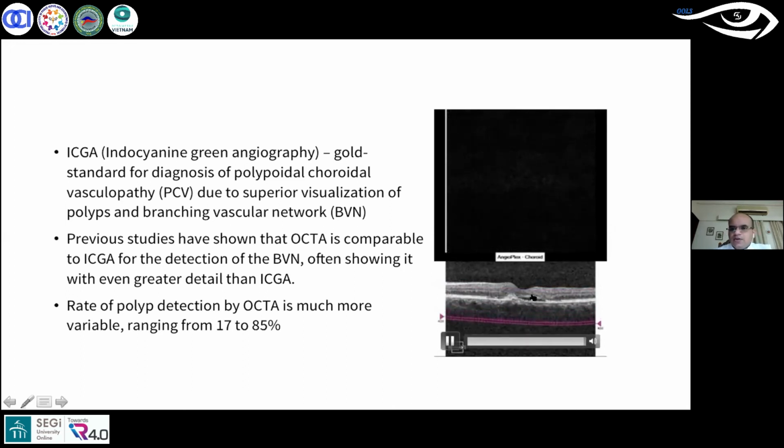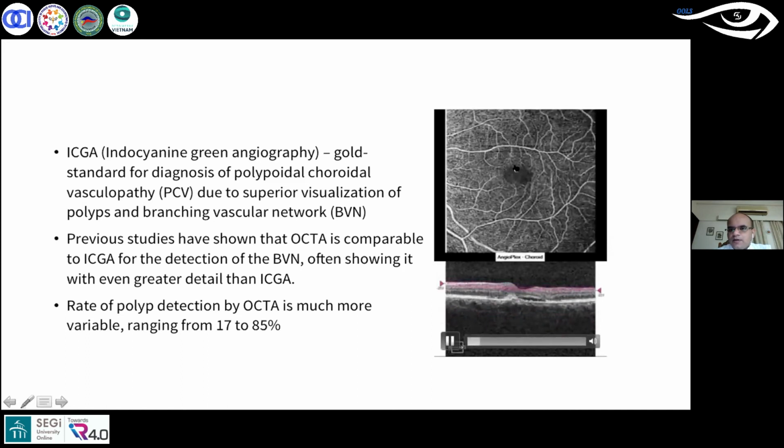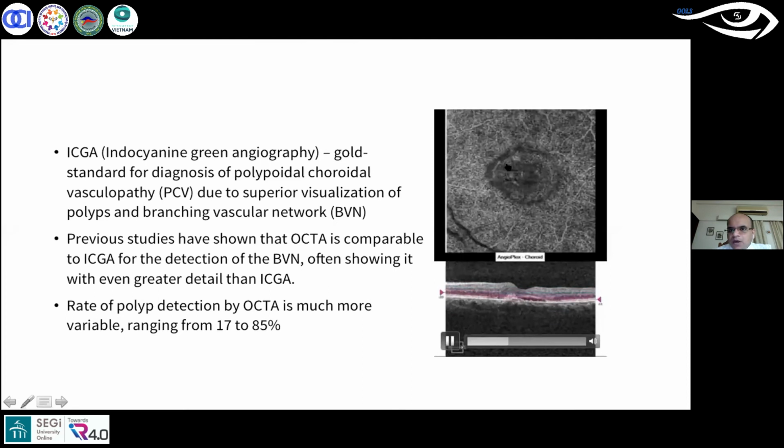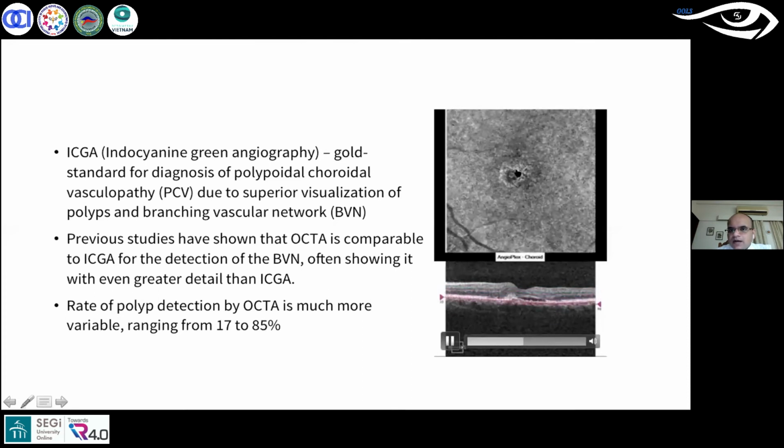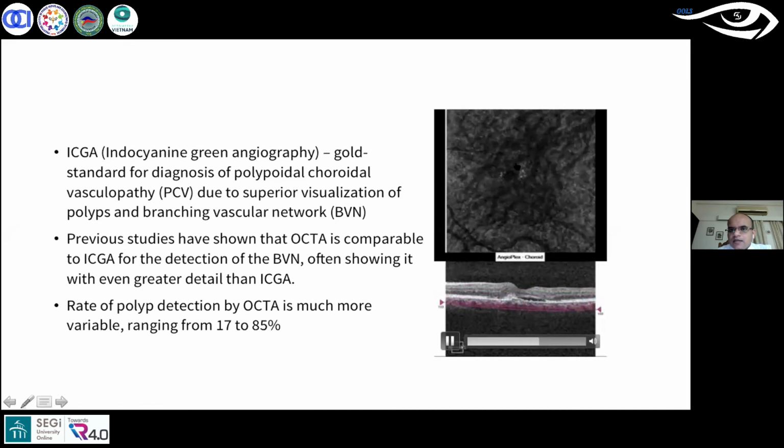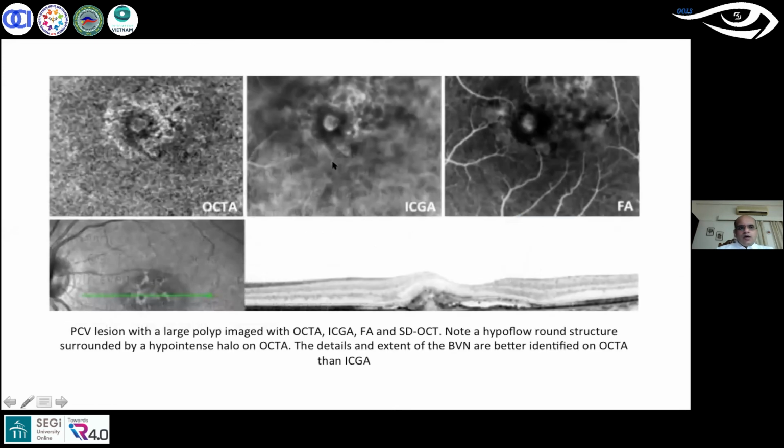If you see in this video over here, you see the OCT showing a little bit of fluid here. And as we go deeper, we start seeing the presence of this polyp here in the center, surrounded by a hypo-intense hypovascular area. So here we have a comparison of a PCV lesion with a large polyp seen on OCT. There's a hypoflow round structure here. You see the area here has hyper-intense margins with a less intense inside, so that's called hypoflow. It's surrounded by a hypo-intense halo.